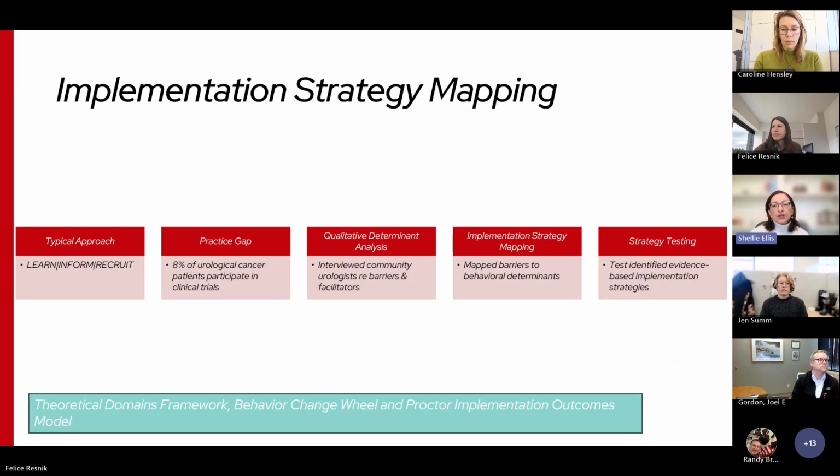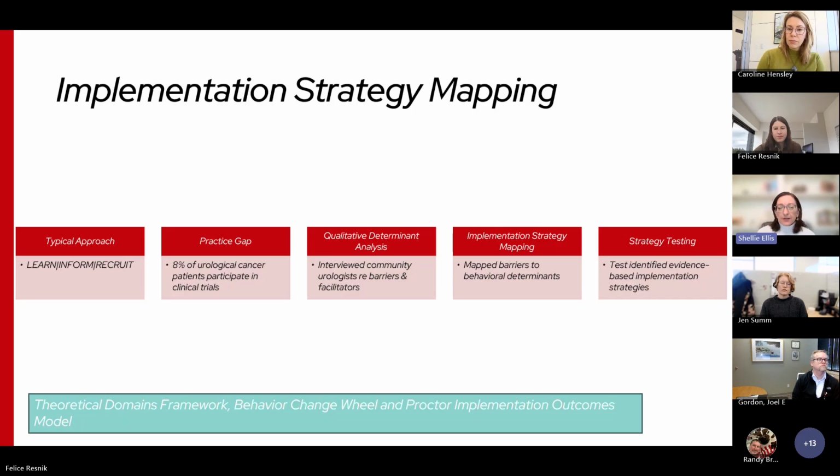So in this implementation strategy mapping approach, what we typically do is first identify a practice gap. We know that all of the NCCN guidelines recommend that cancer patients be treated in the context of clinical trials as a best approach if they're available for them, but only 8% of urological or generally cancer patients participate in clinical trials.